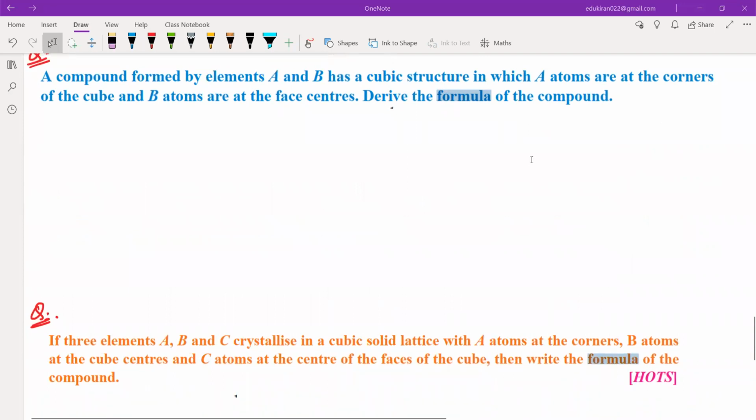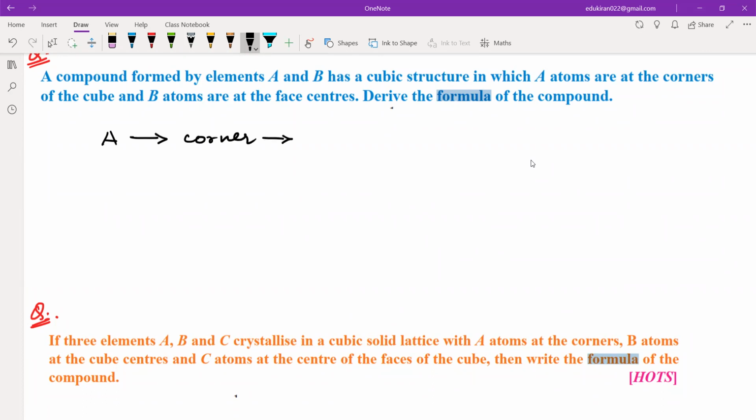Fine. So let us start with the first one. Compound formed by elements A and B has a cubic structure in which A atoms are present at the corners of the cube and B atoms are at the face center. So it is quite simple. A is present in the corner.